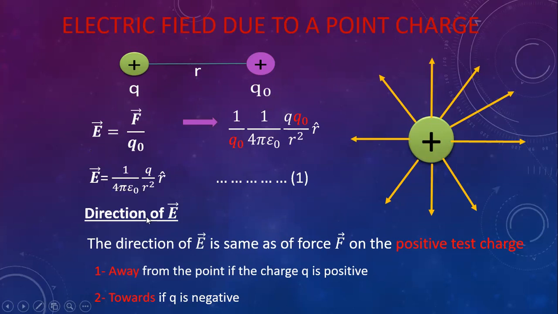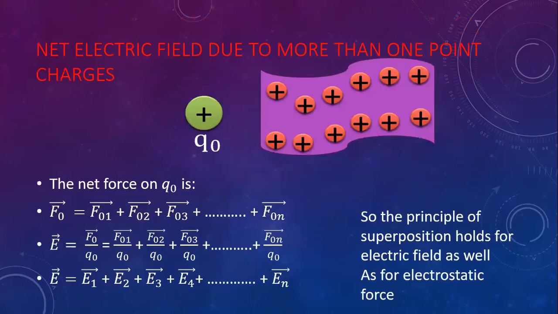And if we want to find the direction, it will depend on whether the charge is positive or negative. For example, if we have a positive charge Q here, then the direction of electric field will be away, as we can see. But if the charge is negative, then these lines will be inward. Here we can see for positive charge, these are outwards. So basically the direction of electric field is the same as the direction of electrostatic force F for both cases of positive charge and negative charge.